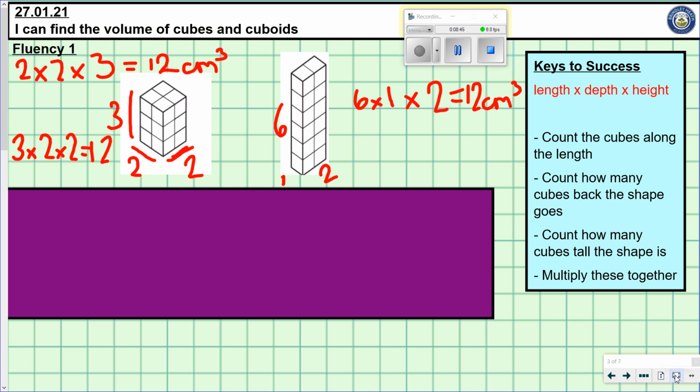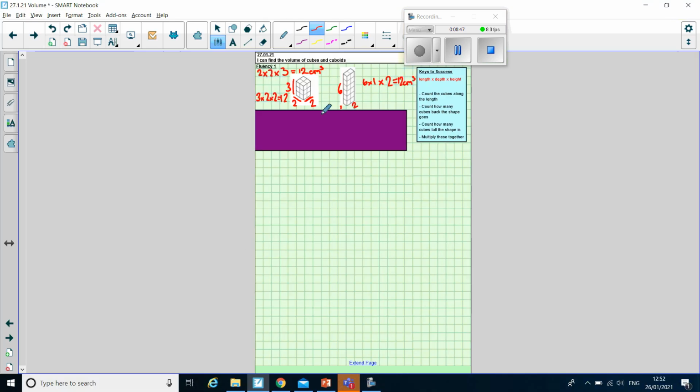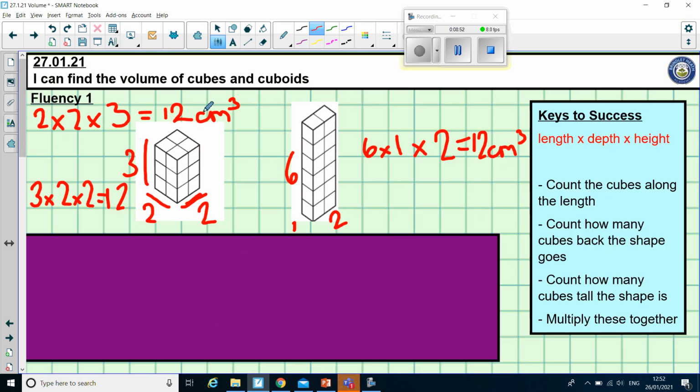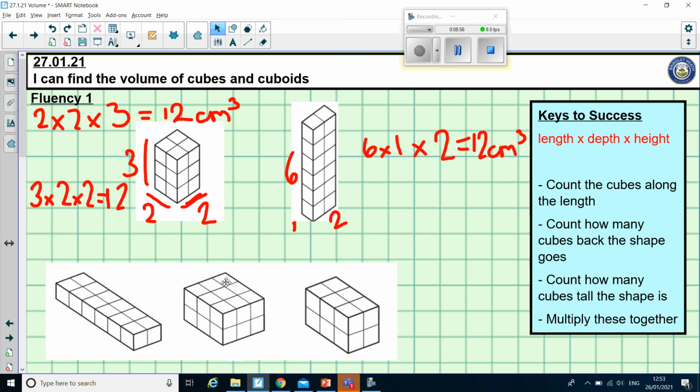Okay then, Year 6, I'm going to remove that purple rectangle so that you can have a go at some of your own fluency questions then. Okay, so there's 3 cuboids there. Using the formula length times depth times width, I'd like you to pause the video and work out the volume of each of those cuboids.